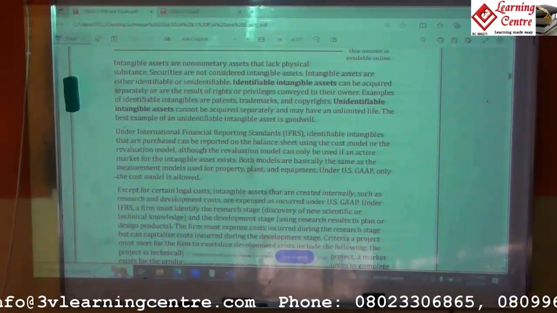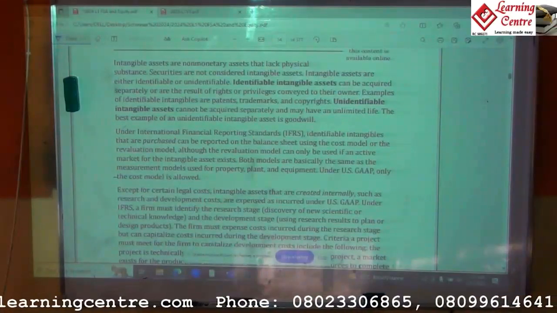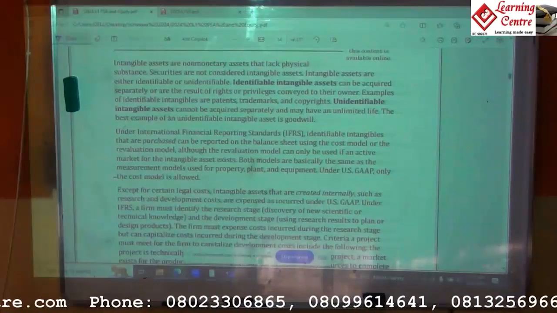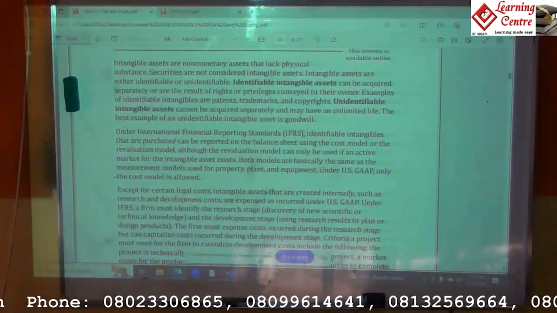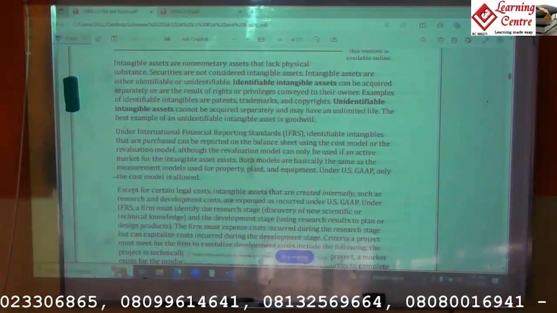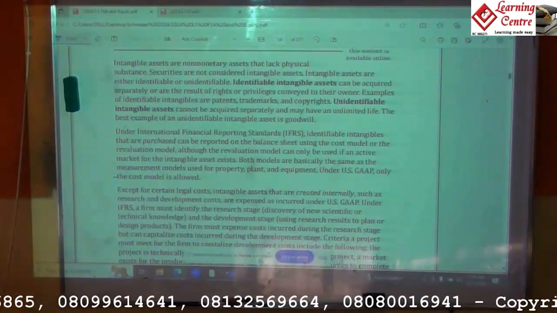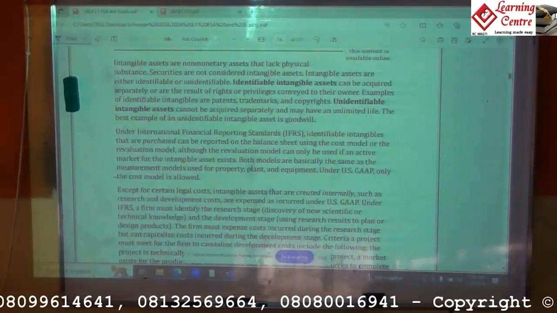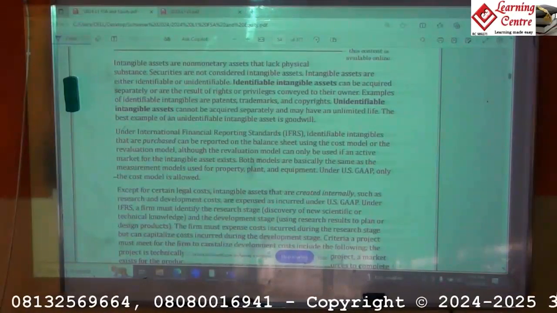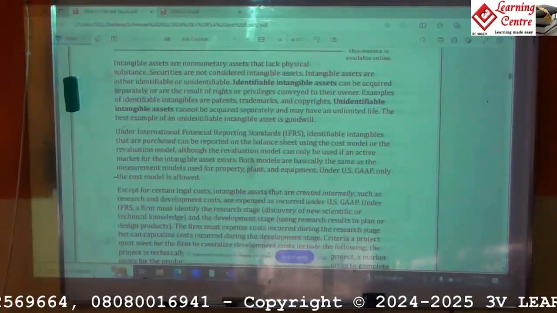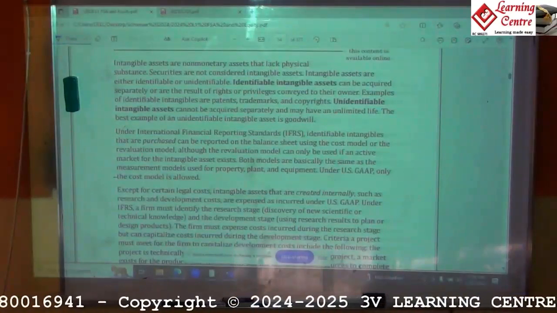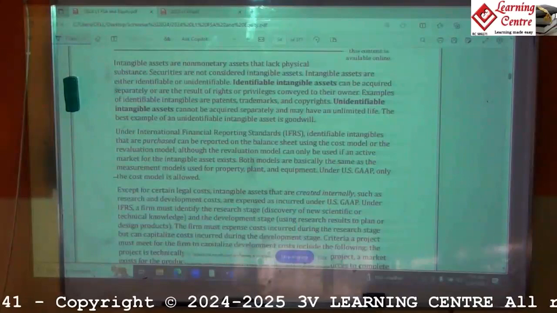Okay, so examples: research and development. Under US GAAP, you expense both research and development stage, while under IFRS, you expense research stage, then you capitalize developmental stage.